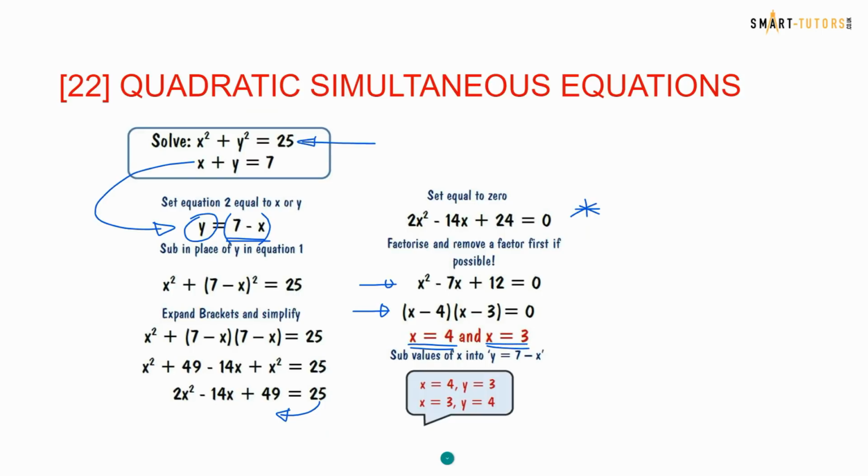So two answers are possible, x equal 4 and x equal 3. Sub in x equal 4 into the y equation, you get y equal 3, and sub in x equal 3 into the second equation, you get y equal 4. So you get 4 answers, x two, y two, altogether 4 answers for this quadratic simultaneous equation.